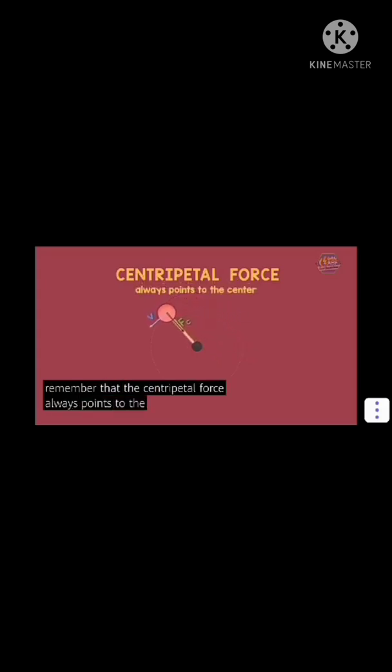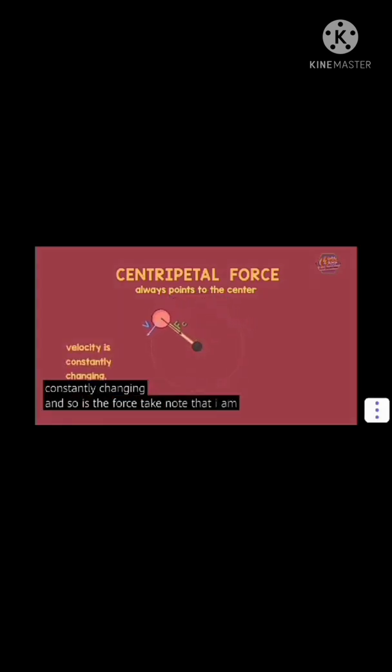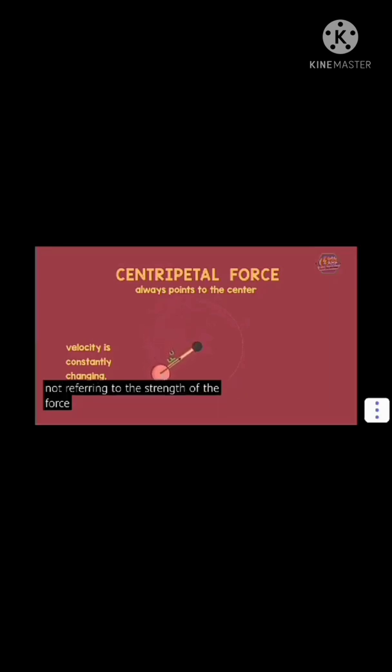Let's say we have a force represented by this arrow. The force is pointing towards the center of the circle. Remember that the centripetal force always points to the center. Okay? So as we rotate it around, you can say that the velocity is constantly changing, and so is the force. Take note that I'm not referring to the strength of the force, but rather its direction. As long as the force exerts itself, the velocity continues to change its direction.